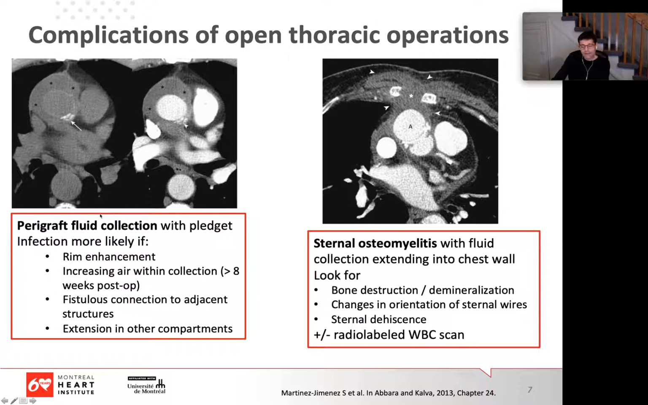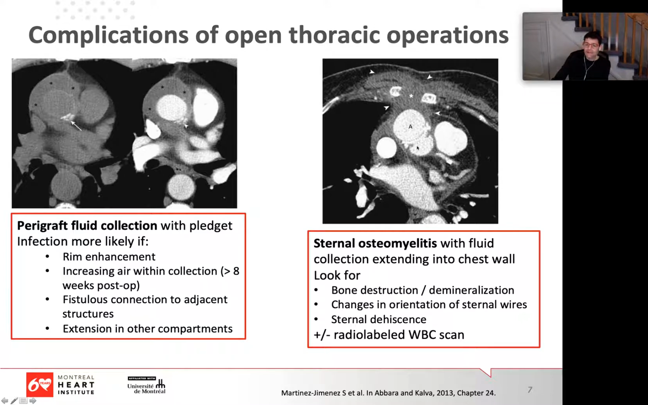These are other examples of postoperative complications. This is a collection around an aortic graft. The pledget here is hyperintense, and this is important to demonstrate that this is hyperintense before the administration of contrast, because if this was the only image you were allowed to look at, you could not be sure that this is not a contrast leak.